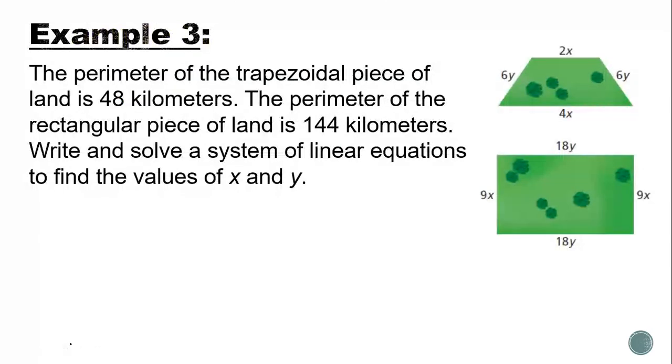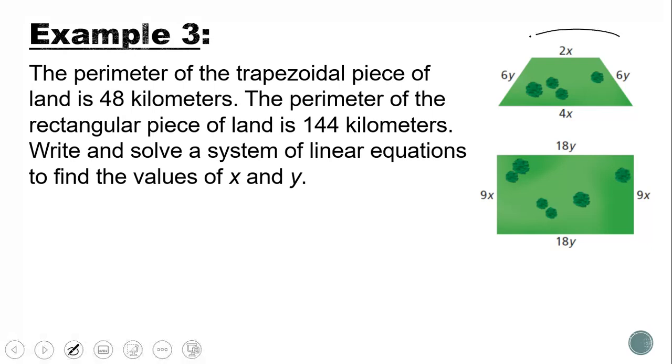Let's look at our last example here. Our last example says the perimeter of a trapezoid piece of land is 48 kilometers. The perimeter of the rectangular piece of land is 144 kilometers. Write and solve a system of linear equations to find the values of x and y.